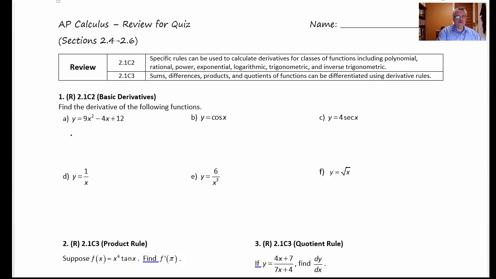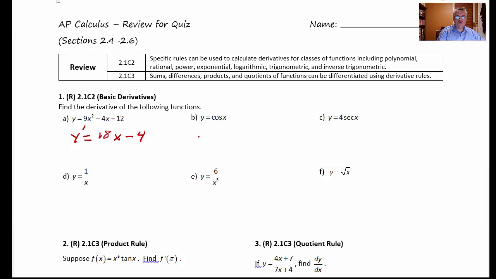So this is kind of old news for us. We know that y prime equals, we've got to use the power rule. 2 times 9 is 18. It'll be x to the first power, or just x, minus the derivative of 4x, which is 4, and the derivative of 12 is 0. So we get y prime equals 18x minus 4.